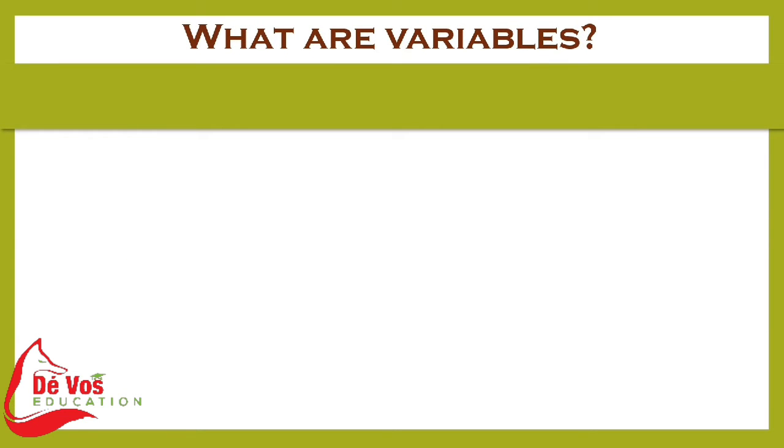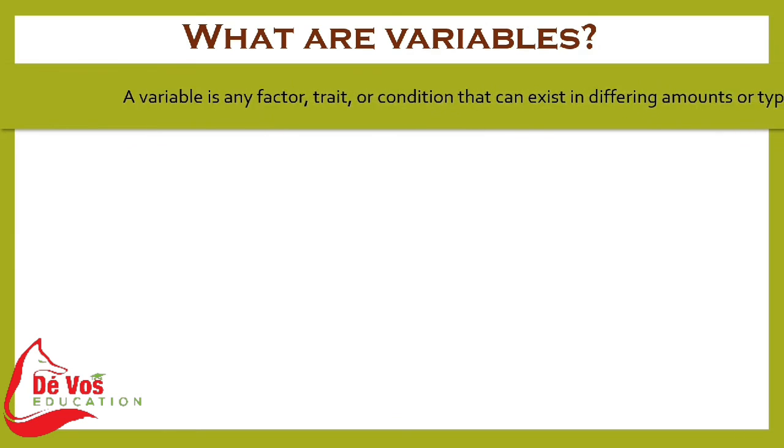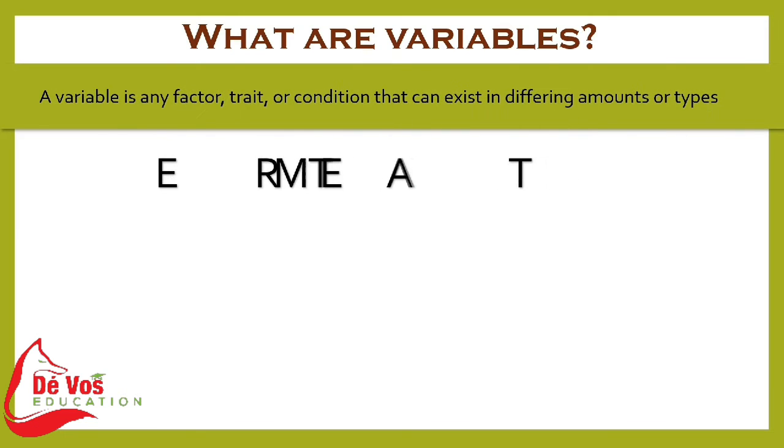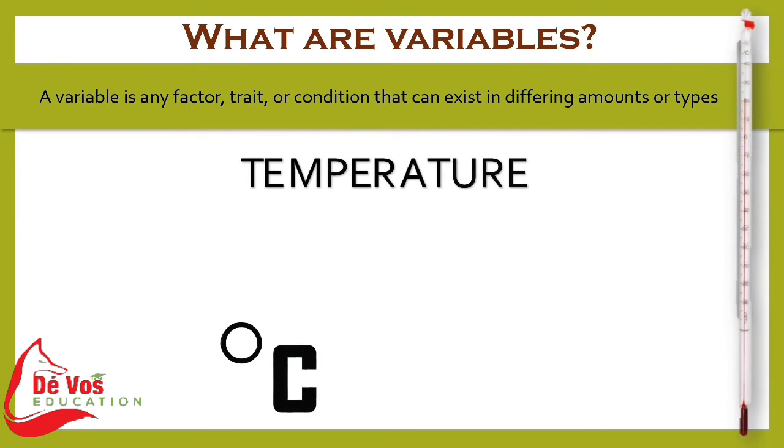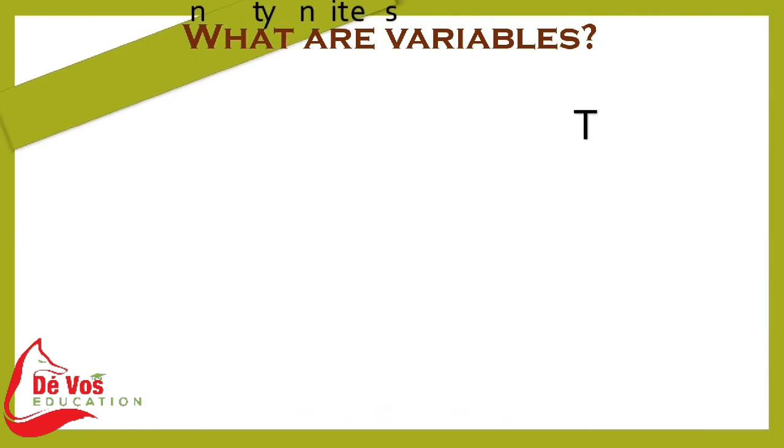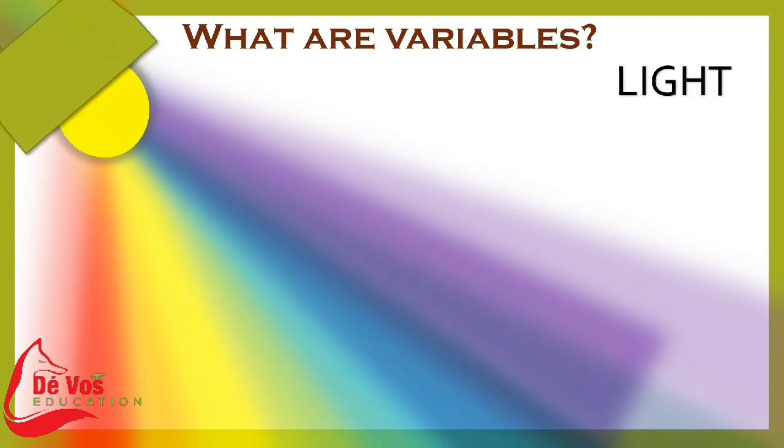A variable is any factor, trait or condition that can exist in differing amounts or types. The best variables to observe would be those that can be measured with an apparatus. The first important step is to know which apparatus you are going to use and which scale you are going to use. For example, there are 3 temperature scales in use today: Fahrenheit, Celsius, and Kelvin. Which one would work best for your experiment?